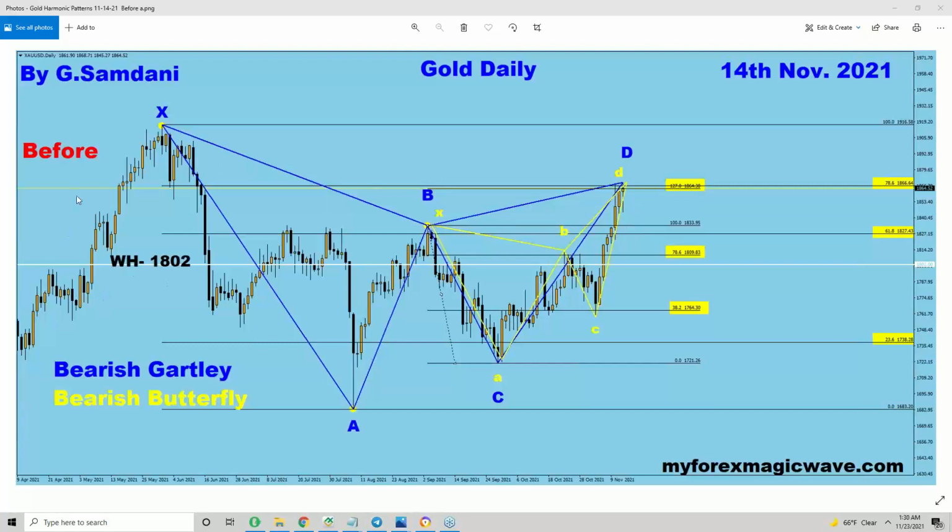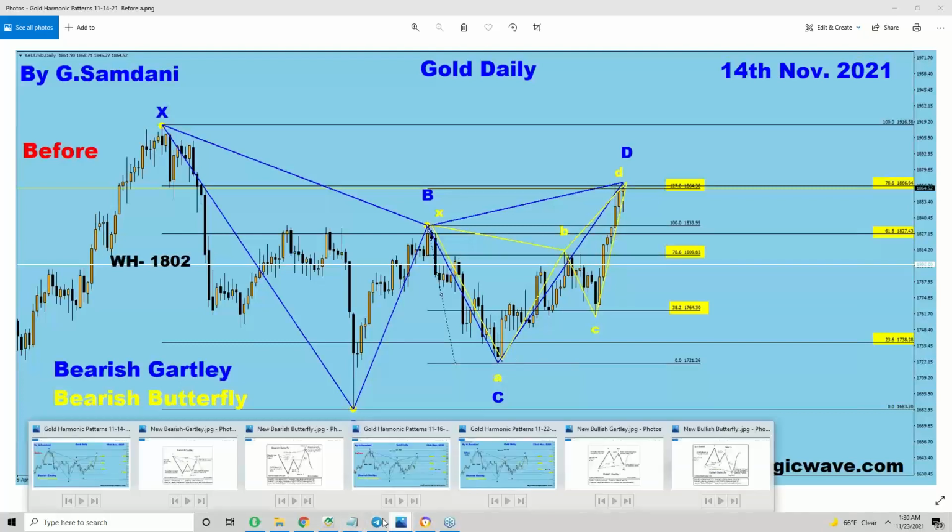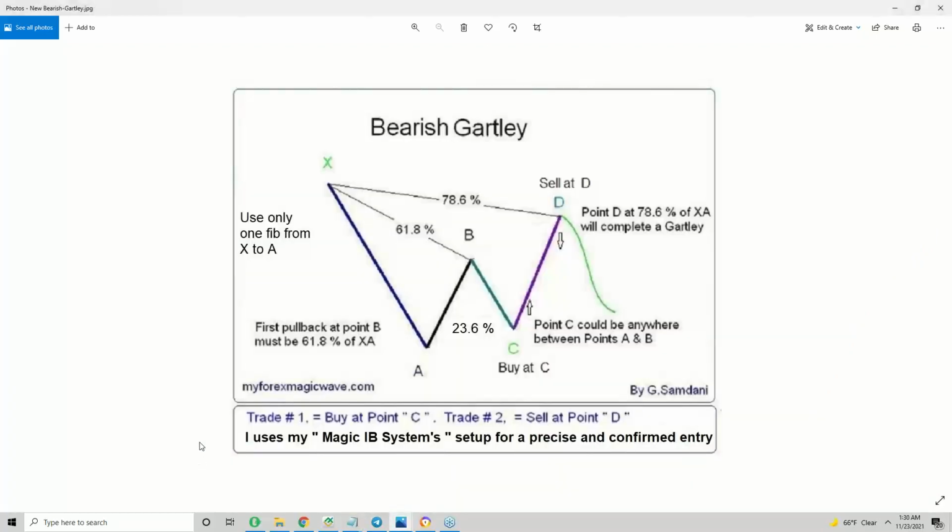Let me show you first the blue count: X, A, B, C, D. This is a Gartley pattern, called a bearish Gartley. This is how it is: X, A, B. B has to be 61%, C, and then D at 78%, and after that, it's supposed to drop.